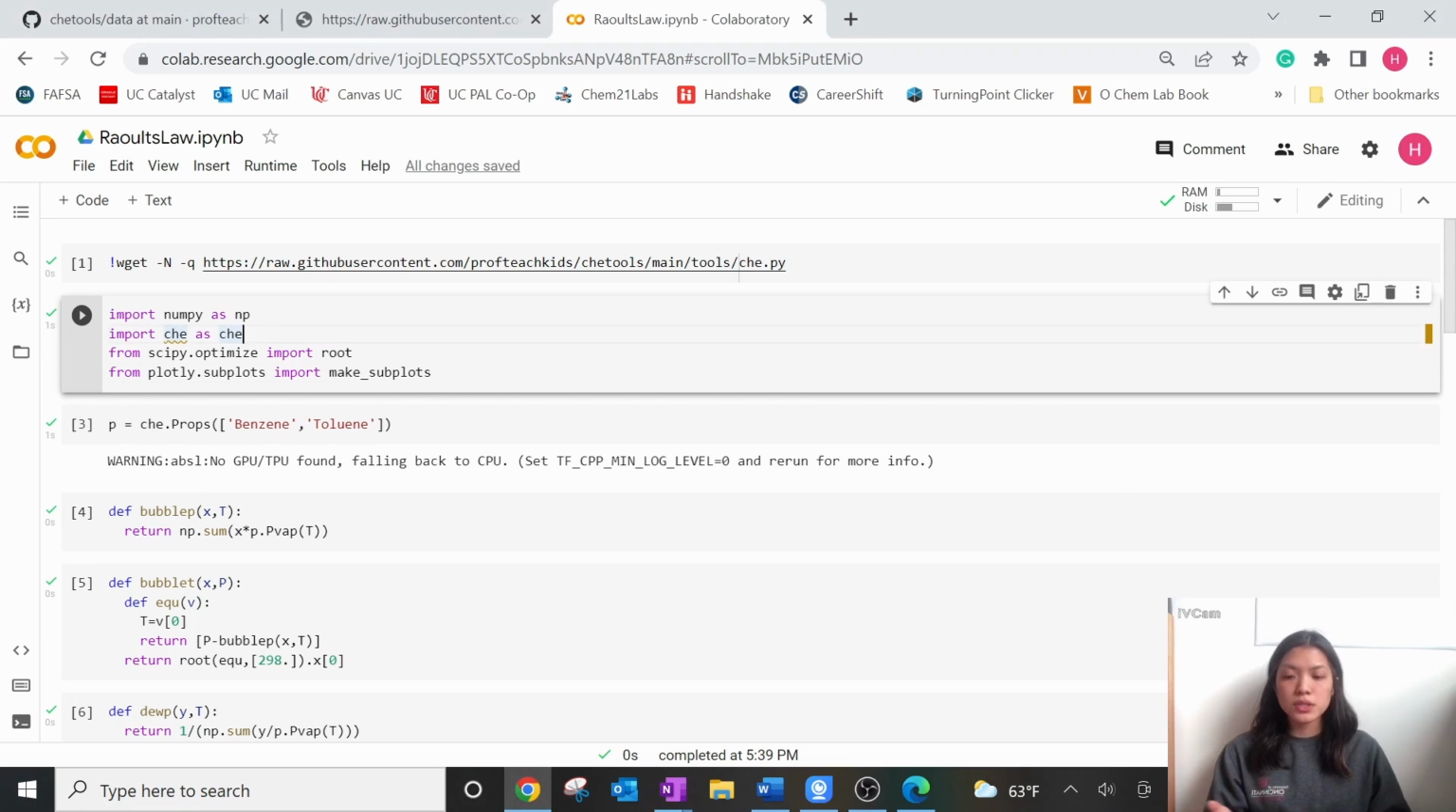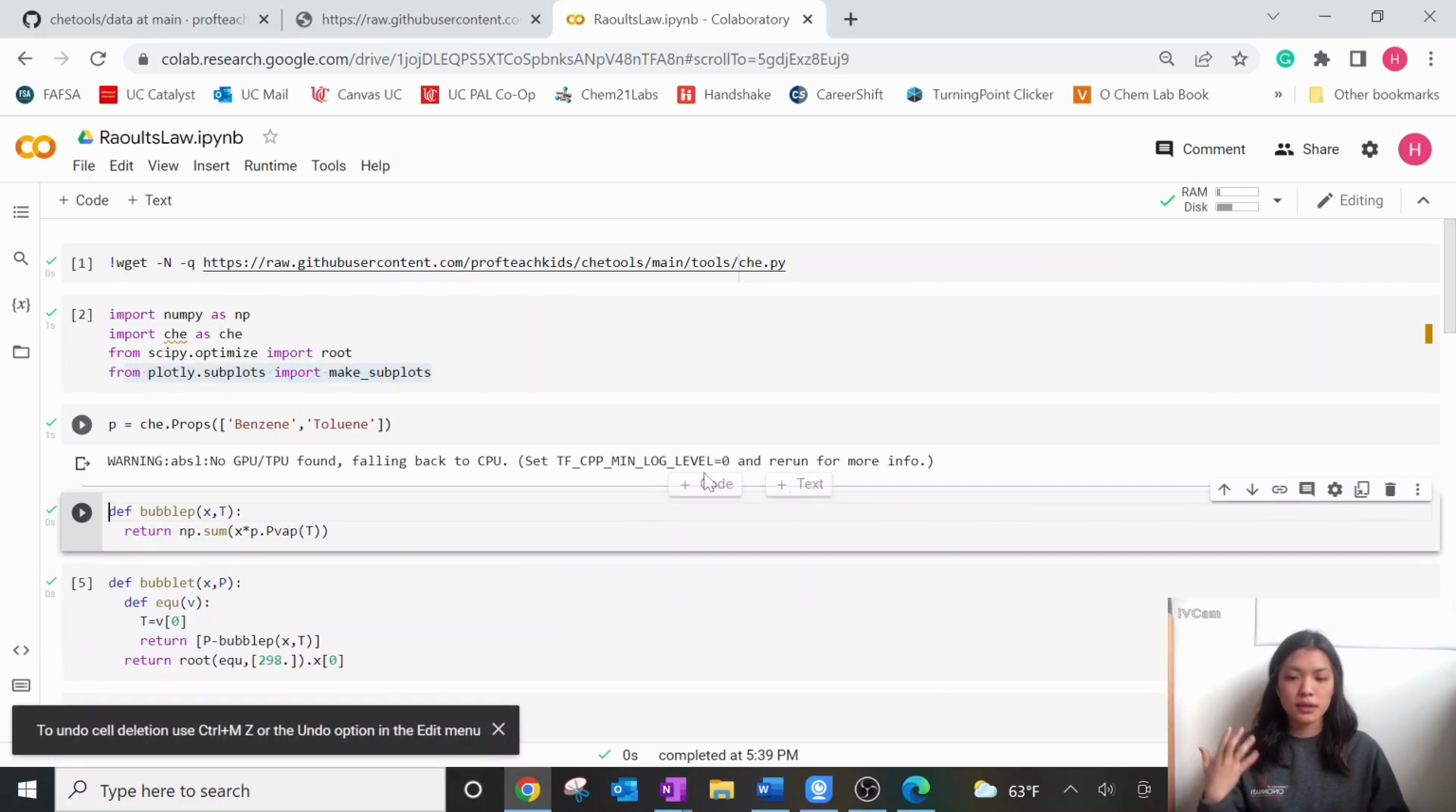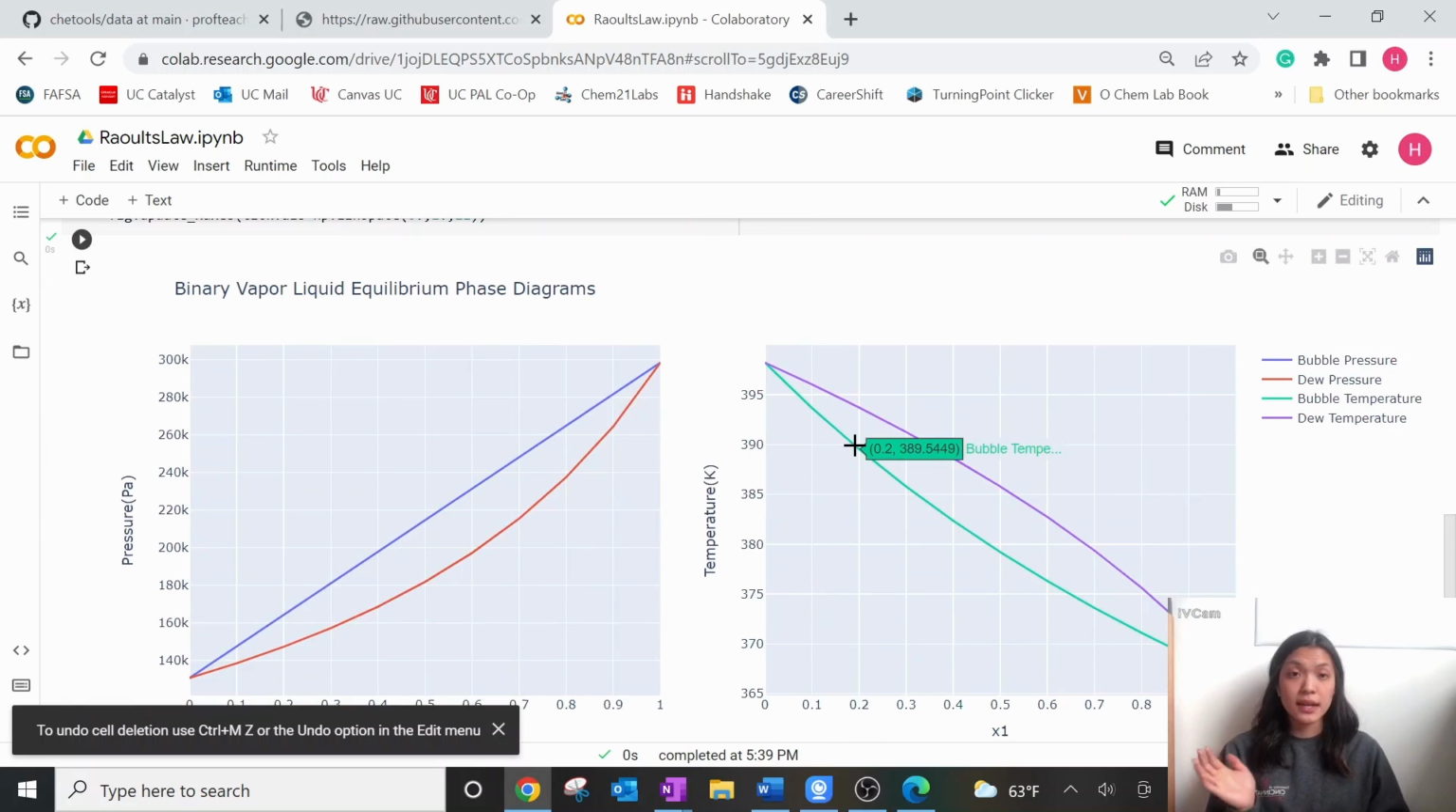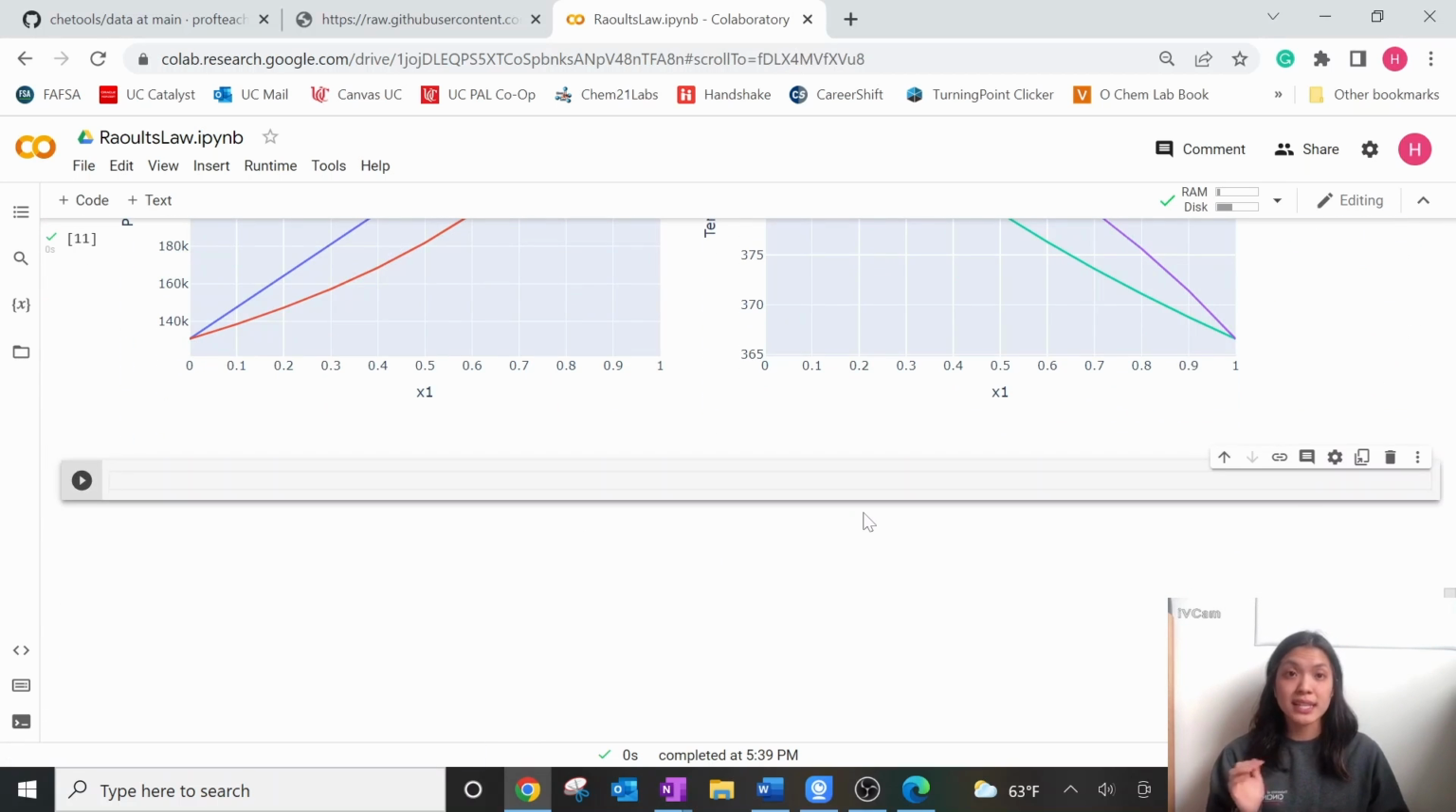We also imported subplots, but that is for the plots that we have already plotted, so we're not going to be using that for this flash calculation. We will be doing a Rachford-Rice flash calculation.